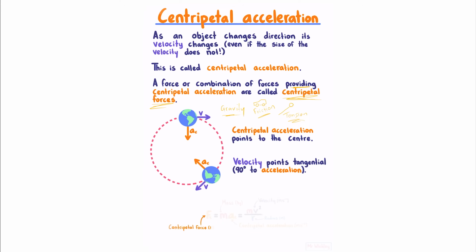We can write the centripetal force mathematically as the mass times the centripetal acceleration. This is also equal to mv squared over r. And so if you wanted to find the centripetal acceleration, you could take this equation here and divide both sides by mass and find that the centripetal acceleration is just v squared over r. Let's now go through an example.